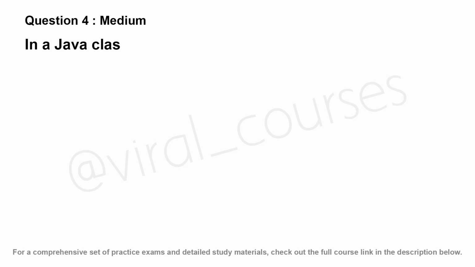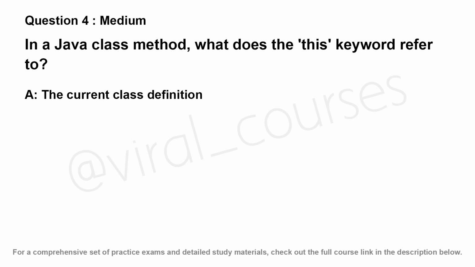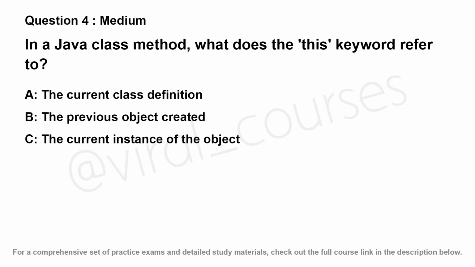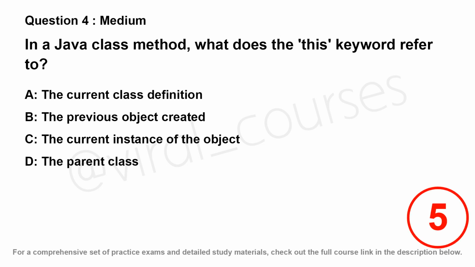In a Java class method, what does the this keyword refer to? Option A, the current class definition. Option B, the previous object created. Option C, the current instance of the object. Option D, the parent class.